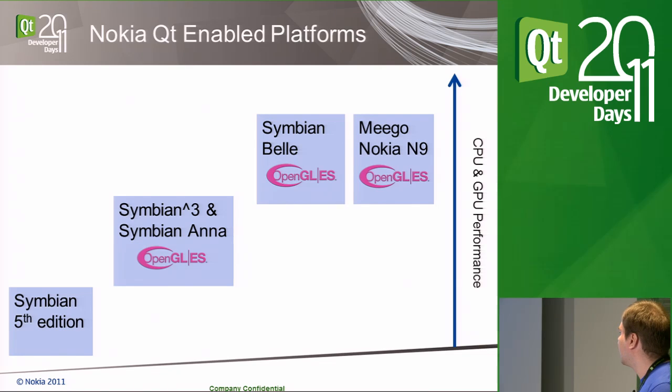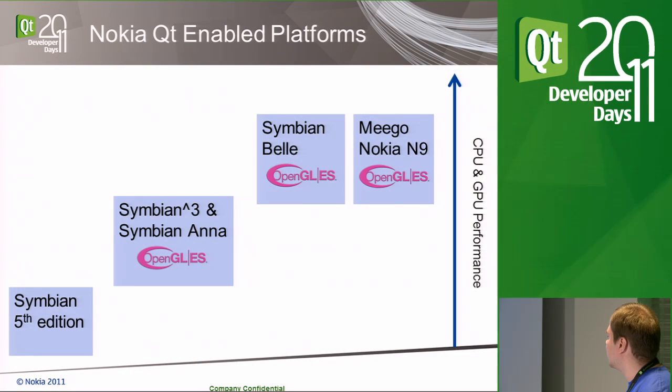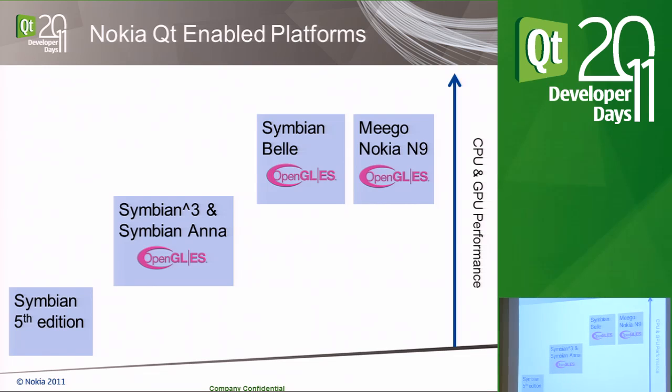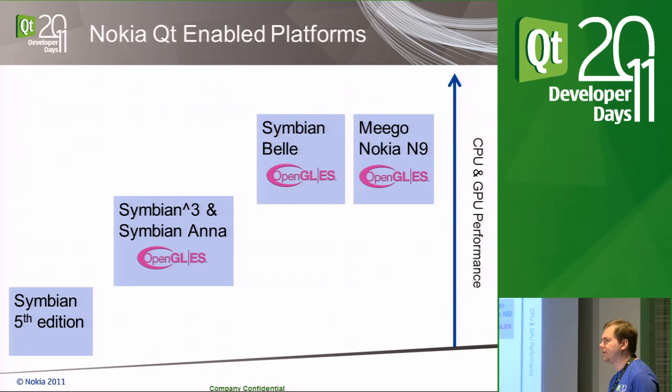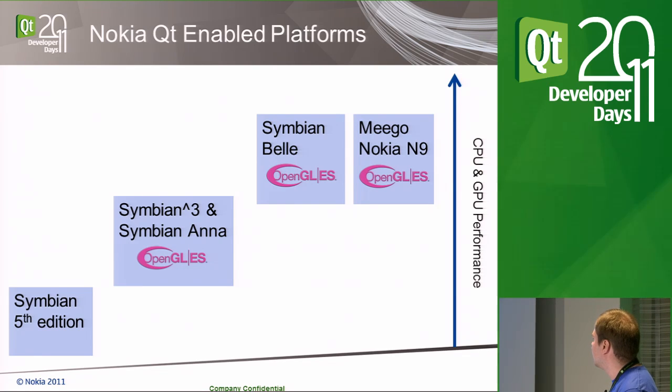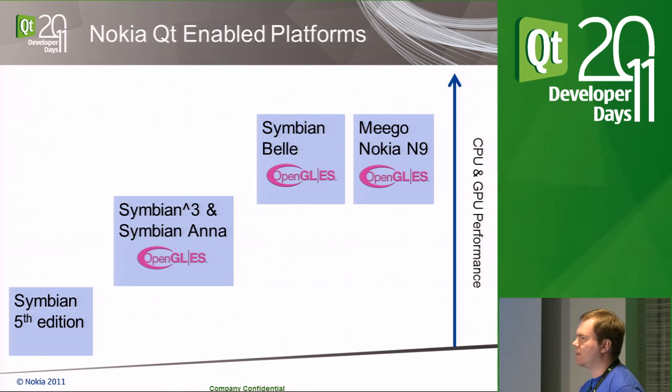Let's start with our Nokia Qt-enabled platforms. I have here the CPU and GPU performance. The lowest device with the weakest capabilities is the Symbian 5th edition. Notice that it doesn't come with OpenGL ES, so there's no graphics acceleration in that set of devices. But the first Symbian device with acceleration is the Symbian 3 and the Symbian Anna devices. For example, N8 comes with the acceleration. It's OpenGL ES 1.1 and 2.0, but OpenVG is also supported.